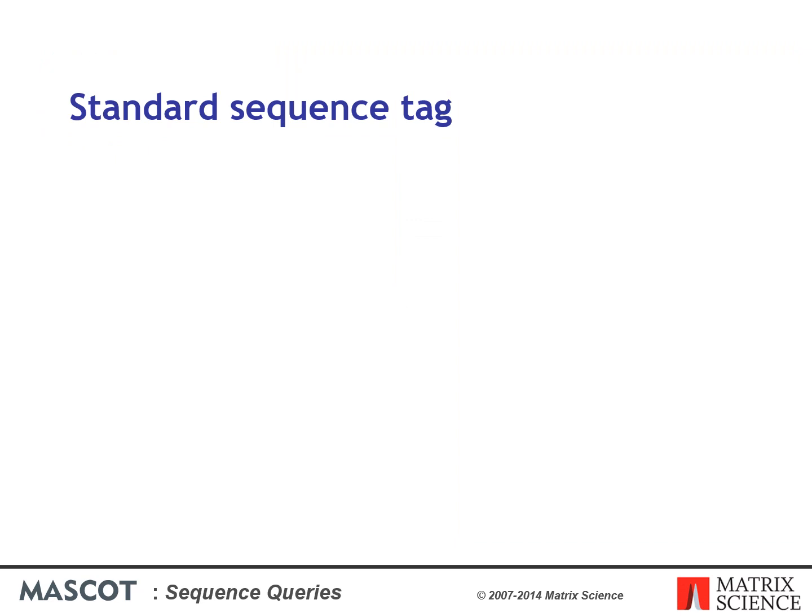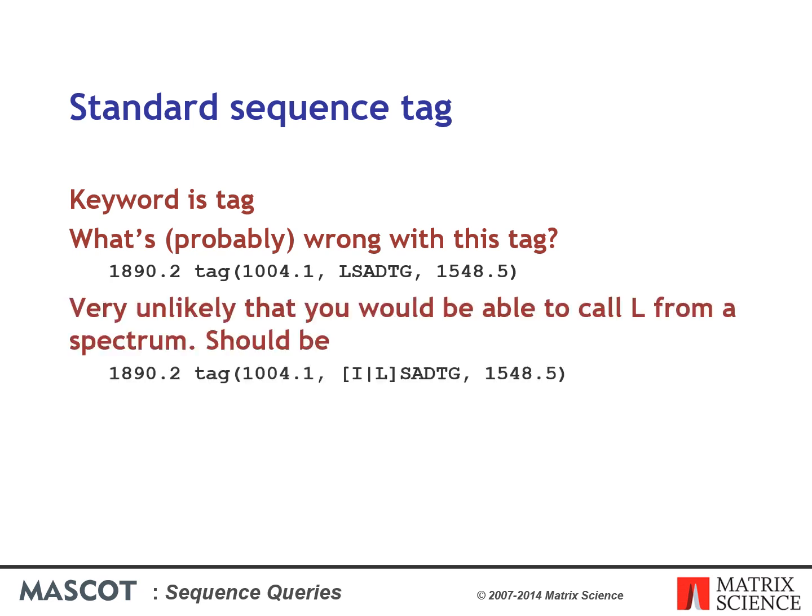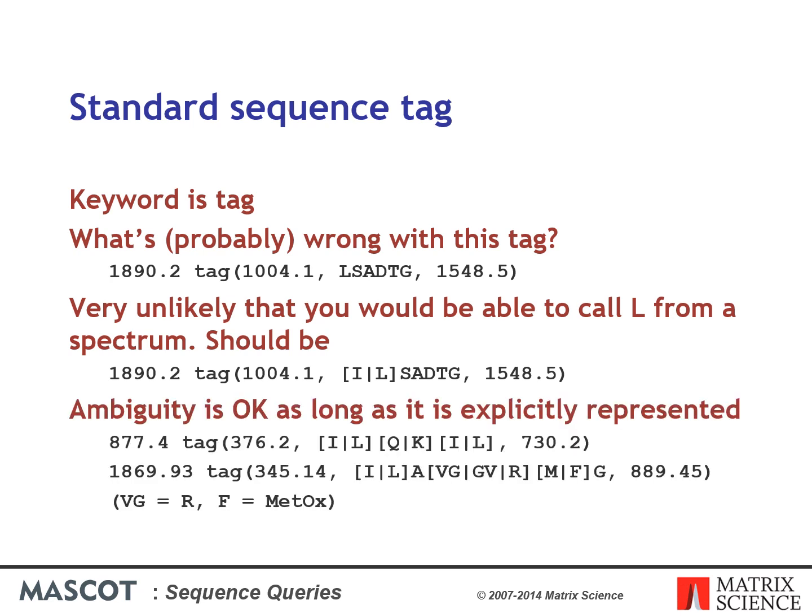Unless you have high energy fragmentation and are able to distinguish leucine from isoleucine by side chain cleavage fragments, then this tag is wrong. It should be isoleucine or leucine. Ambiguity in a tag is fine as long as it is recognized and spelt out. Most times, you won't know whether a residue is glutamine or lysine. Phenylalanine is almost identical to oxidized methionine. If the peaks are weak, are you sure you have a mass difference of arginine? Or could it be an amino acid pair, valine and glycine, and the intermediate peak is missing?